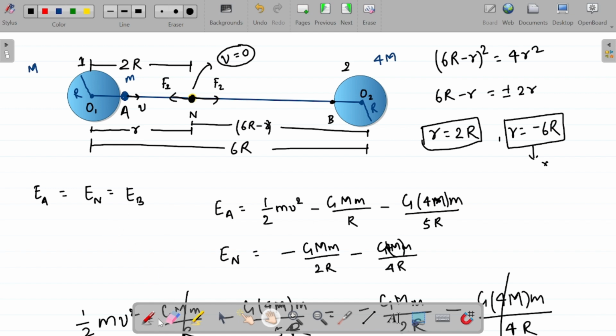For that you have to just extend this. The total mechanical energy at point B will be 1 by 2 m, let's say the velocity is vB, square, minus G 4M m by r minus G M m by 5r. Yes, from here to here it is 5r. So this is the energy at point B, and you can equate this energy with this, and you can get the speed at point B of this projectile. So this is all for this video.